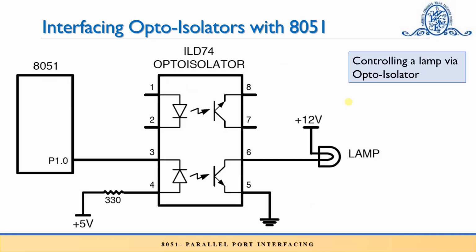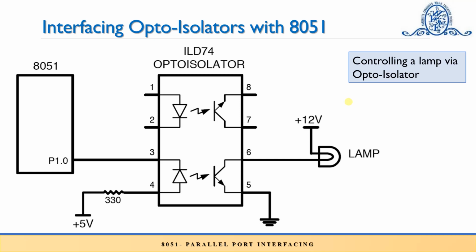Now, how these Opto isolators are used with 8051? So the output of the 8051, the pin of any port which is configured as output pin, in this case it is port 1.0, is connected to the LED of the Opto isolator.